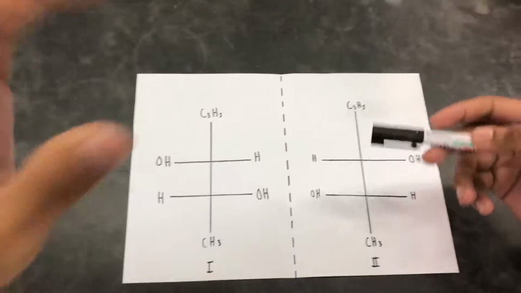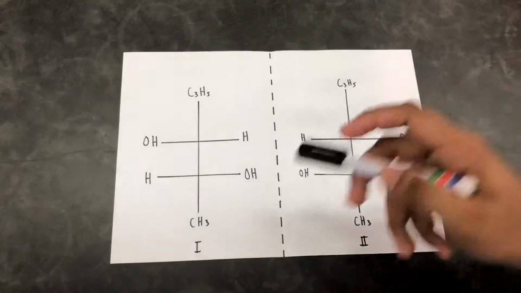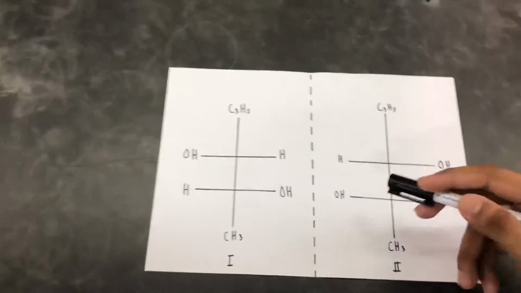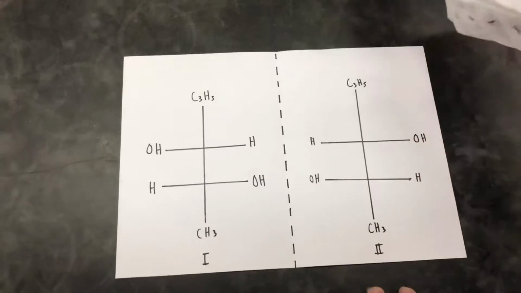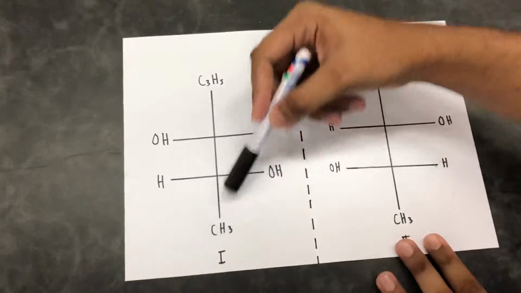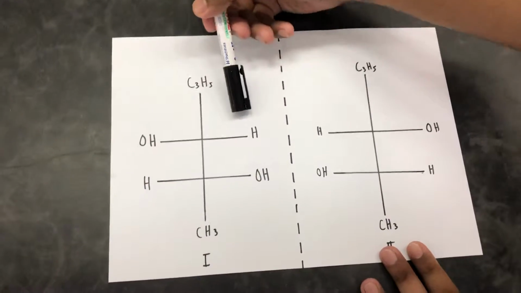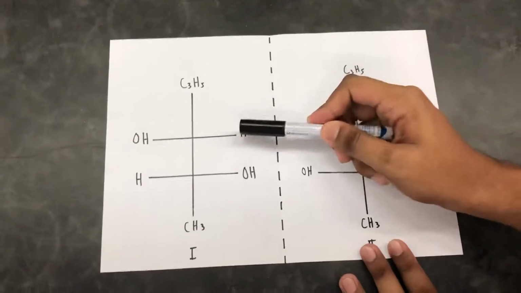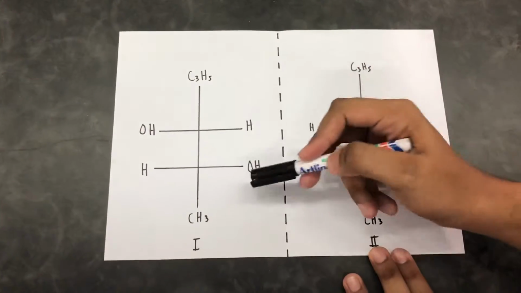First of all, we need to know what a Fischer projection is. A Fischer projection is a flat representation of a 3D molecule. This is the first 2 Fischer projections for the 4,5-dihydroxy-2-hexene. The vertical line represents the bonds directed away from you, while the horizontal line represents the bonds towards you. The intersection between the vertical and the horizontal line represents the chiral carbon. As you know, for this molecule, we have 2 chiral carbons.